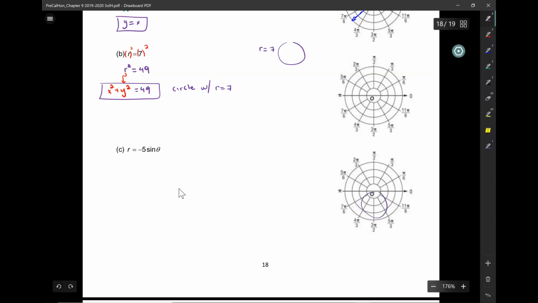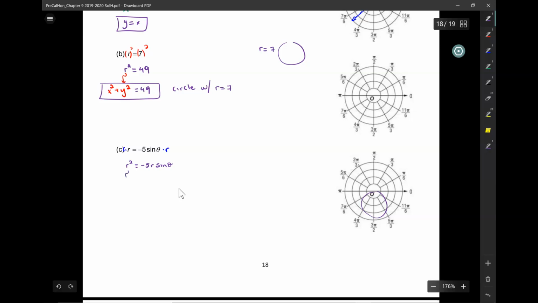Okay, so this is a circle that's been displaced. So it's a circle that lies here, negative sine theta, a sine theta in the negatives. All right, so what we're going to do, because it's r equals negative 5 sine theta, it's a circle. Again, you need r squared. So you're going to multiply both sides by r. And when you do that, you get r squared is equal to negative 5r sine theta.